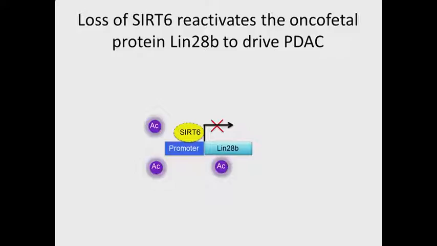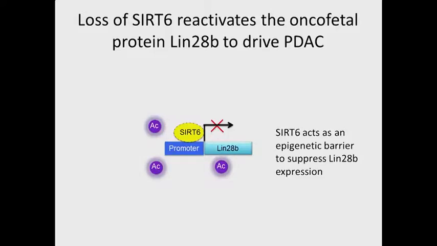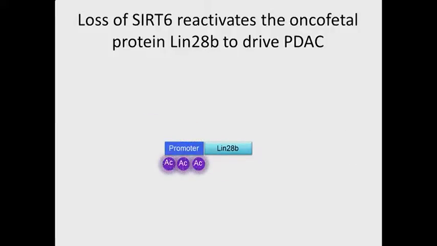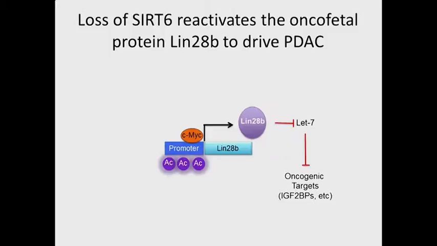So this data allows us to propose the following model: in normal healthy adult tissues, SIRT6 represses the expression of Lin28b by deacetylating H3K9 and K56 at the Lin28b promoter. Thus, SIRT6 acts as an epigenetic barrier to suppress Lin28b expression. When SIRT6 is lost in pancreatic cancer, the chromatin remains hyperacetylated and more accessible for MYC to bind and increase the expression of Lin28b. Lin28b can then go on to inhibit the processing of the LET7 family of tumor suppressor microRNAs, which leads to an increase in the LET7 oncogenic targets, such as the insulin growth factor 2 binding proteins, which ultimately results in a more metastatic, aggressive, and undifferentiated PDAC.